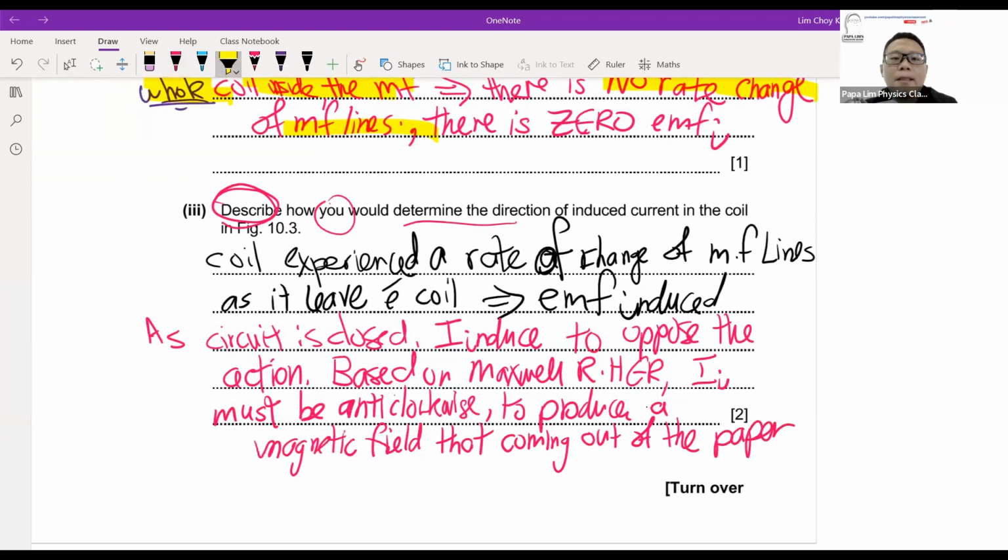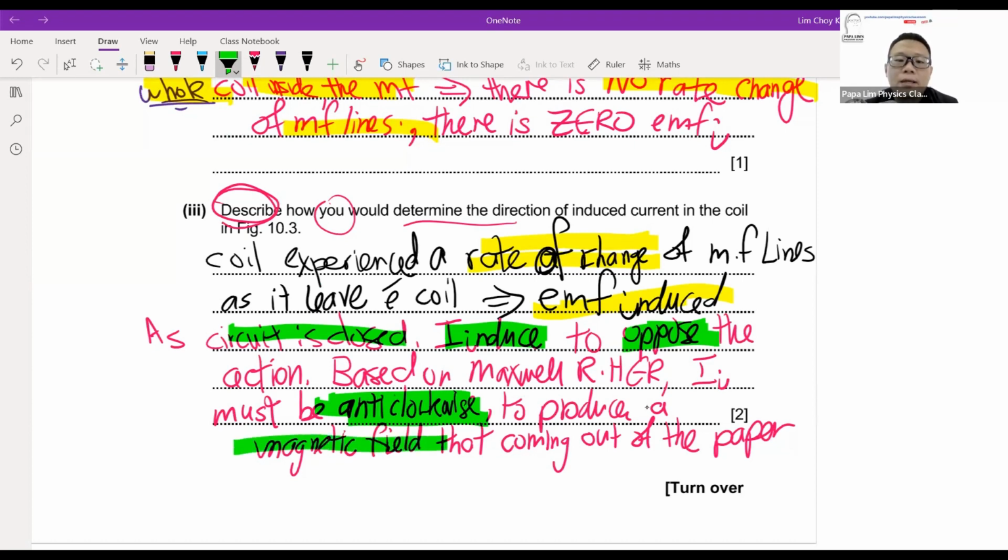Let's go back from the beginning. Faraday states that the rate of change will have an EMF induced. Lenz's law states that since the circuit is closed, the induced current will flow such that you oppose the action. So what action are we looking at? The fact that the field line is dropping. So the induced current will flow anti-clockwise to produce the magnetic field line that is coming out of the paper, which is opposing the change. The change is that the field line is dropping.